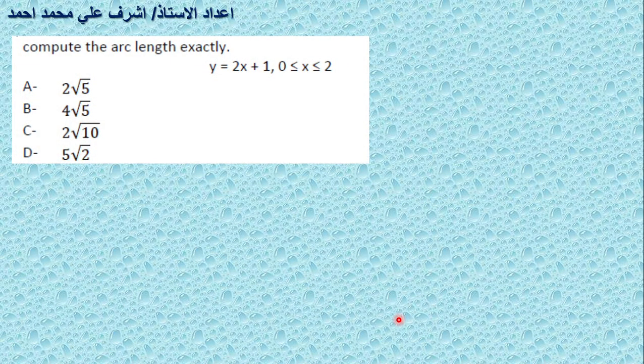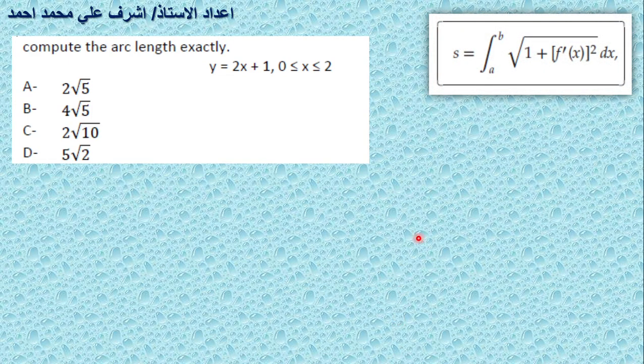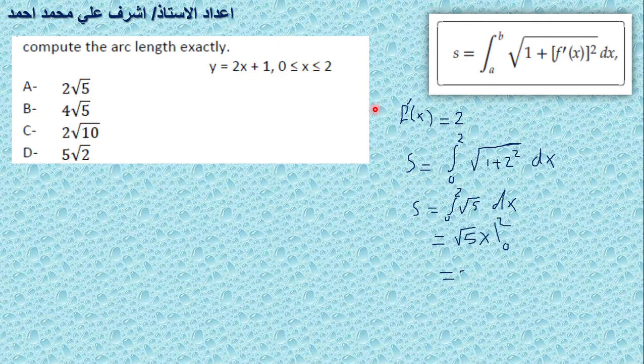question. Compute the arc length exactly, without decimals. So we'll use this formula: S equals the integral from a to b of the root of 1 plus f prime squared. We have to get f prime. f of x is y equals x squared plus 1. So y prime, or f prime, equals 2x, derivative of 2x, and derivative of 1 is 0, so 2 plus 0, 2.